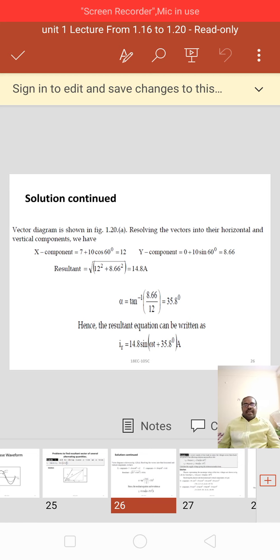Okay, here the solution mainly consists of two components, x component and y component. The x component is different from the y component because they have different vector values with respect to phase 0 and 90 degrees. We have the resultant vector as well as the angle alpha equal to 35.8 degrees.